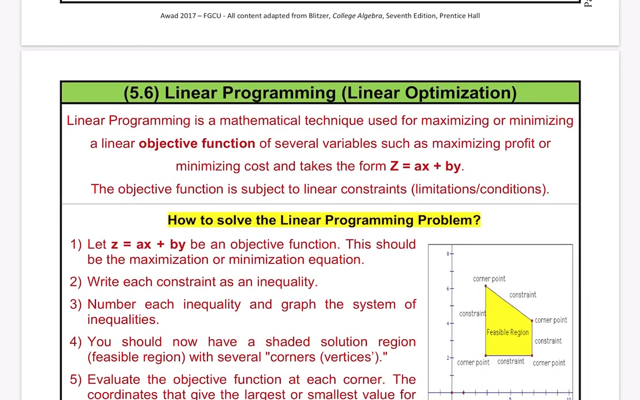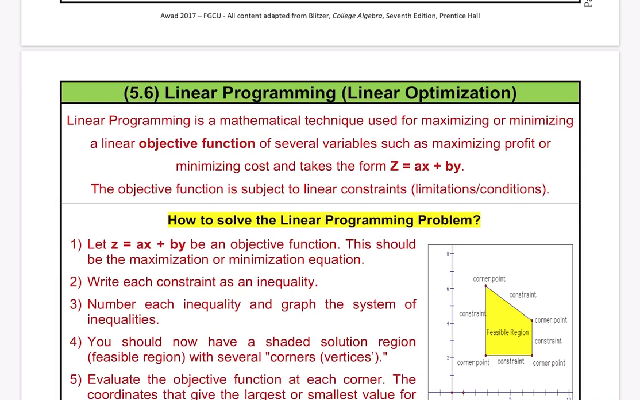Hello, college students. Let's take a look at how we work with linear programming, in other words, linear optimization. So how do we solve problems? Linear programming is a mathematical technique for finding the optimized solution for certain problems with some sort of constraints or limitations or conditions, whatever you want to call it.